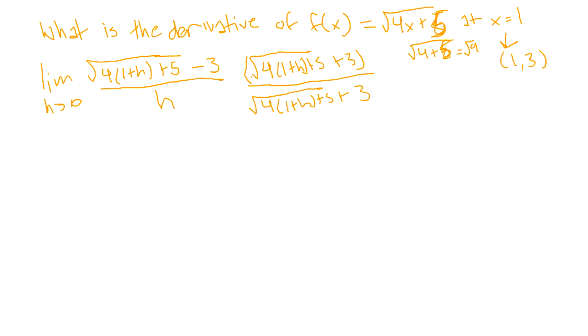So now in the numerator, we're getting the square root of 4 times 1 plus h plus 5, and we can cancel this square root to get 4 times 1 plus h plus 5. You can see that these two terms are going to cancel out on top because of the plus and minus, so we can just say all minus 9, over h times the square root of 4 times 1 plus h plus 5, plus 3.